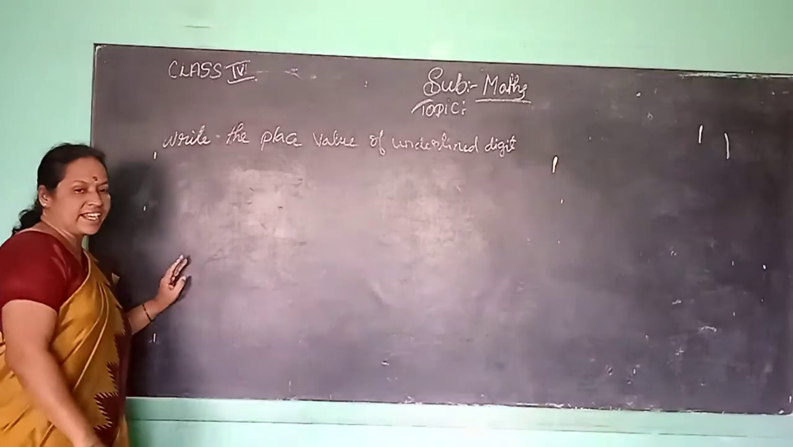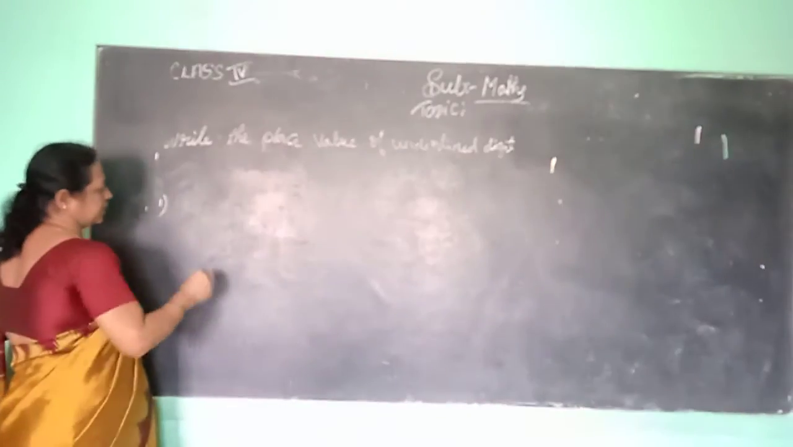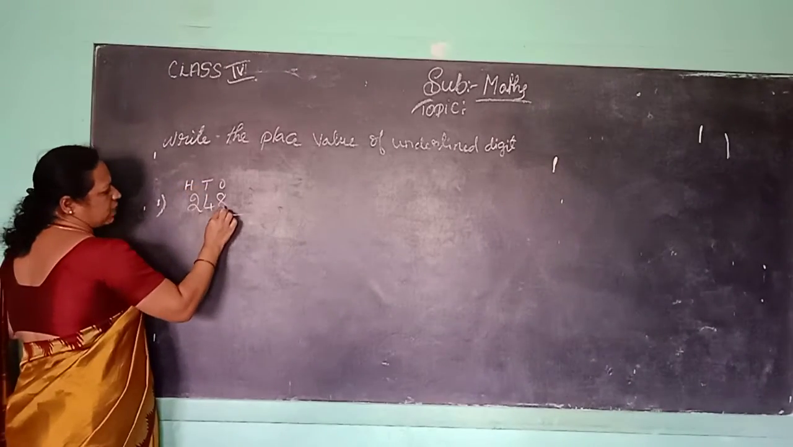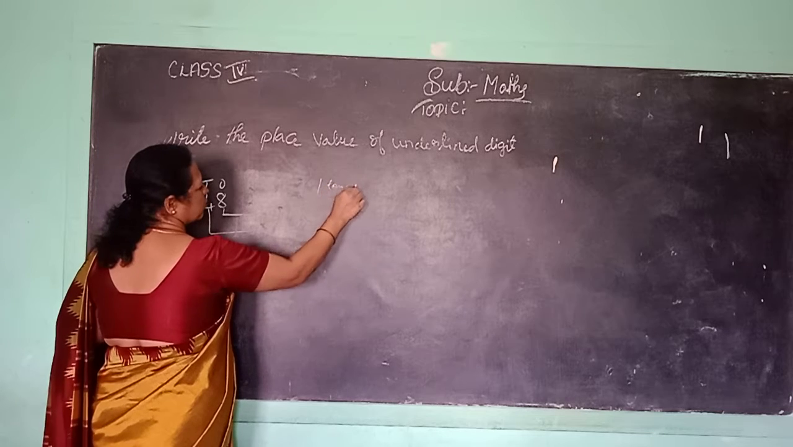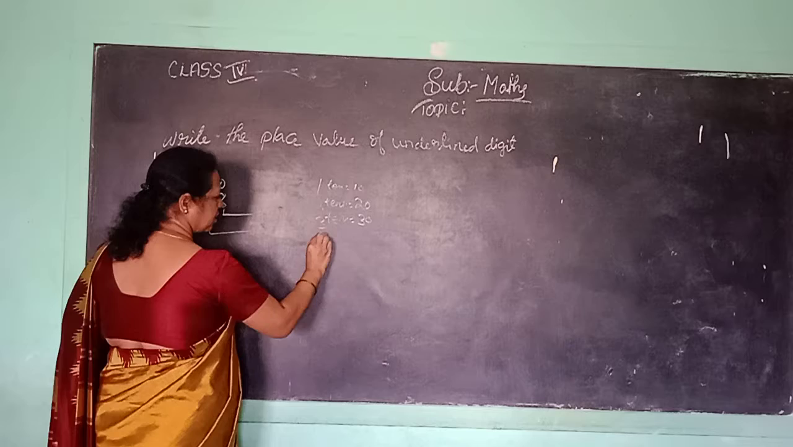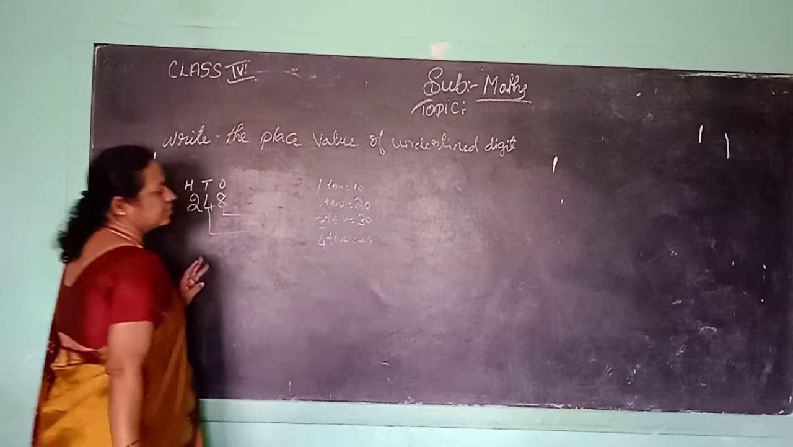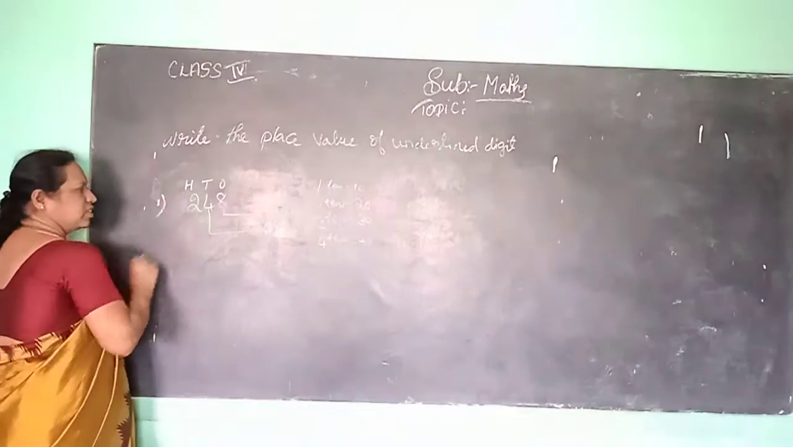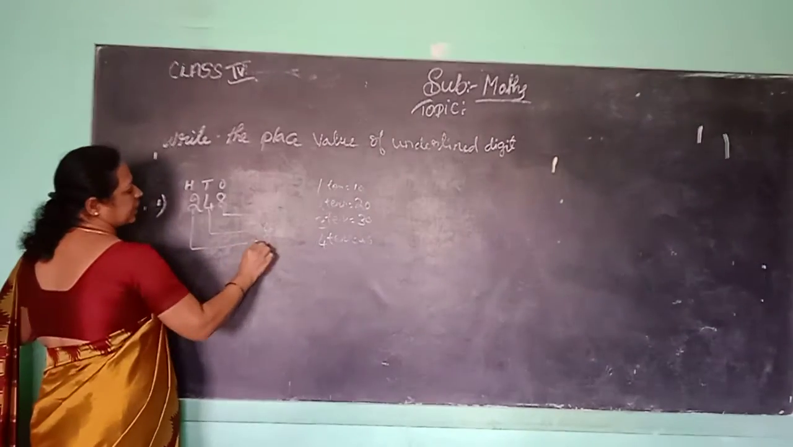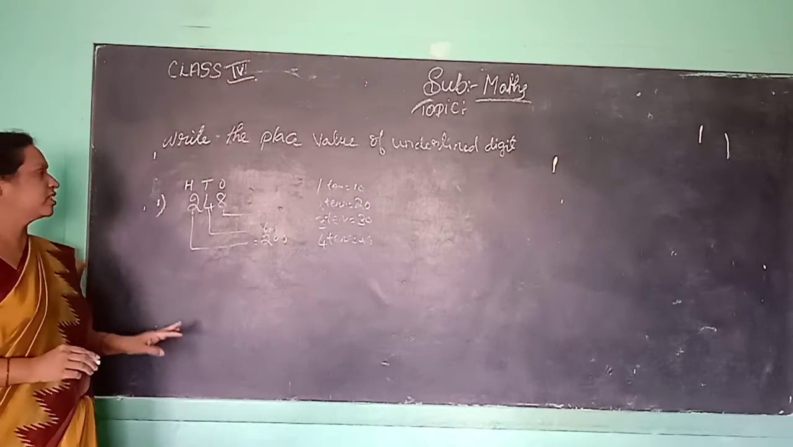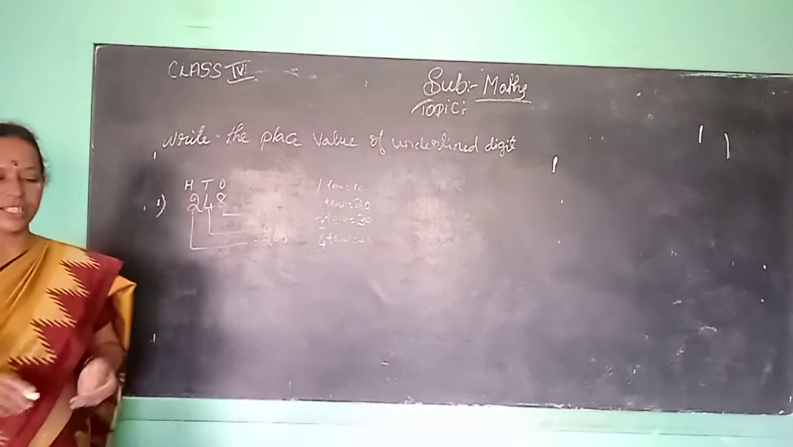Write the place value of the underlined digits. See. In the previous class you have learned this. So what do you write? For 8, which place is it? Ones place. Ones, tens, hundreds. So place value of 8 is how much in that? 8 only. Place value of 4. So we know that 1 ten is equal to 10, 2 tens is equal to 20, 3 tens is equal to 30, 4 tens is equal to 40. Okay. 2 is in the hundreds place. How many hundreds? 200. See, 248. So, write the place value of underlined digits. For whichever number is underlined, that place value you have to write. Okay, children?